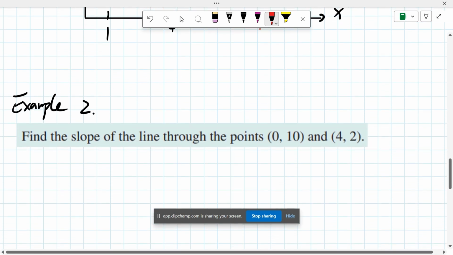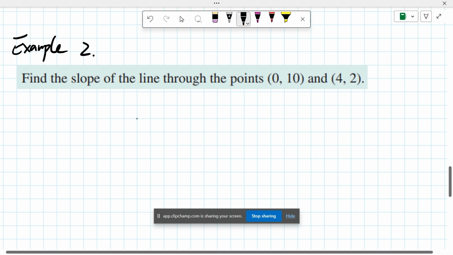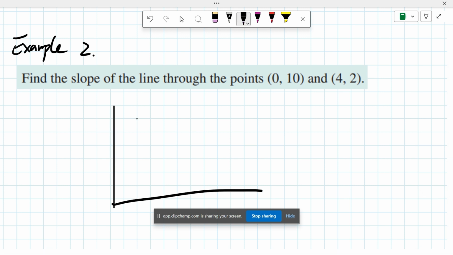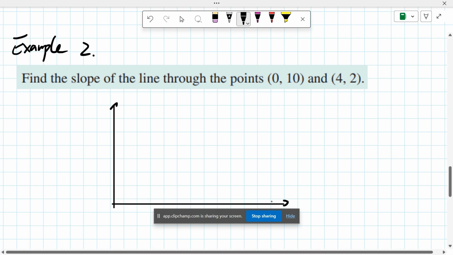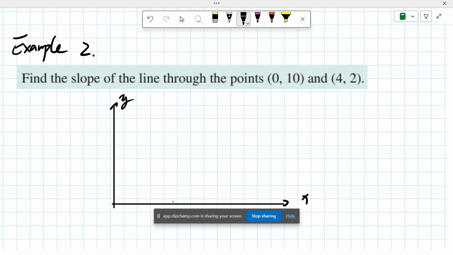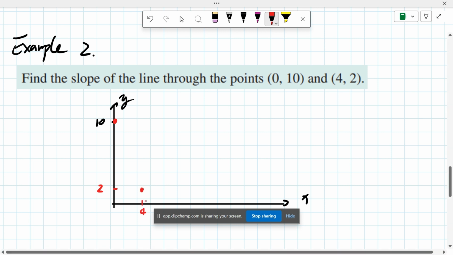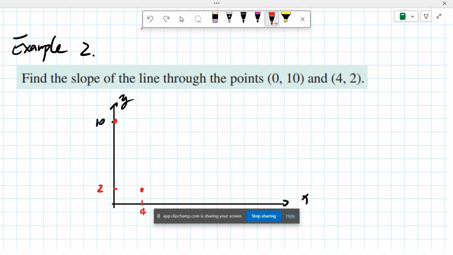Another one, let me show you what a negative slope looks like. Now what we do is start with a graph, y and x. Start at 0, 10. So this is 10, that's the first point. And the second point is 4, 2, so 2 and 4. That's the second point. Now we draw the straight line, and find the rise and run.